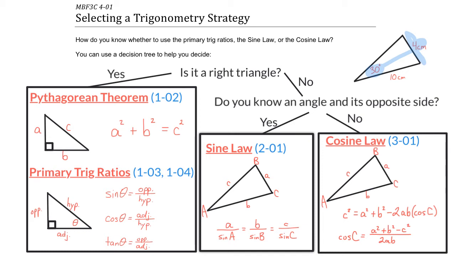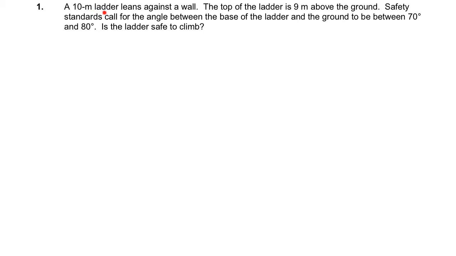Let's do some examples. A 10-meter ladder leans against a wall. The top of the ladder is 9 meters above the ground. Safety standards call for the angle between the base of the ladder and the ground to be between 70 degrees and 80 degrees. Is the ladder safe to climb? I always try to draw a diagram first if I'm not given one. That way I can visualize what's going on.